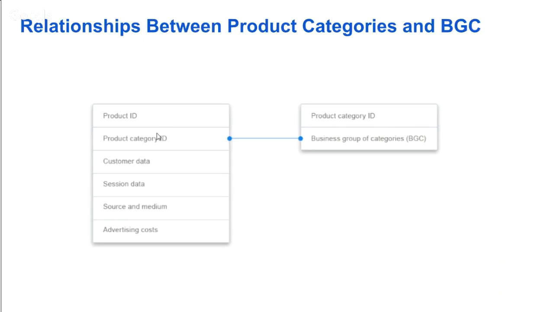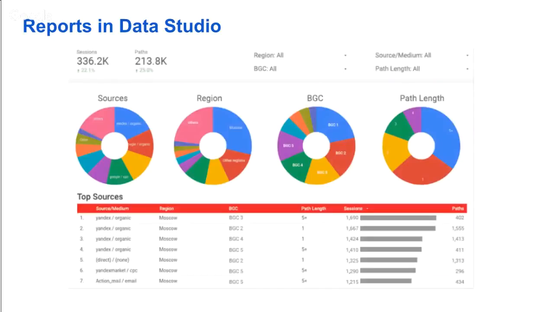Because those categories were stored in different tables, we matched them by the product category ID and business group of categories. As a result, we built reports in Data Studio. That report shows how purchases are segmented by ad source. Here you can see how they are segmented by region, by business group of categories, and by path length, for example.